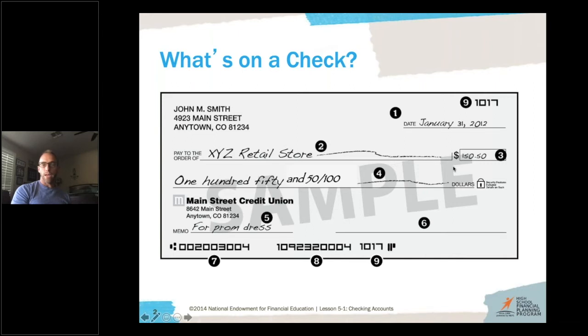Now you can also write "and 50 cents" if you want to, but most people will write the cents this way with the number over 100.